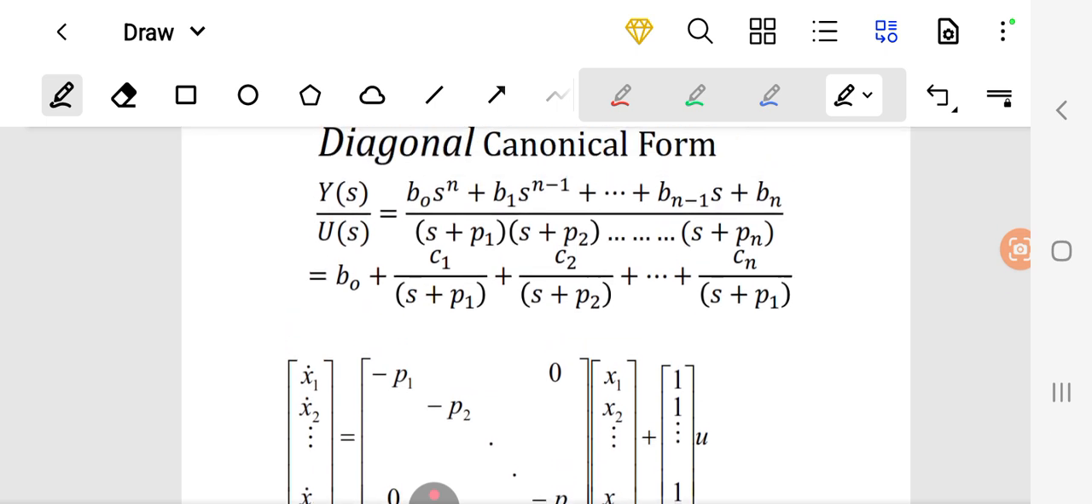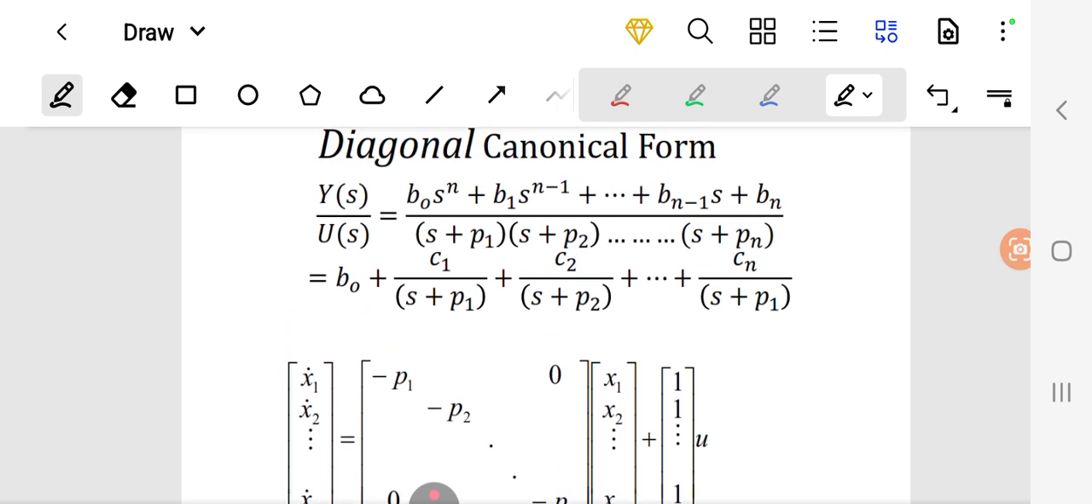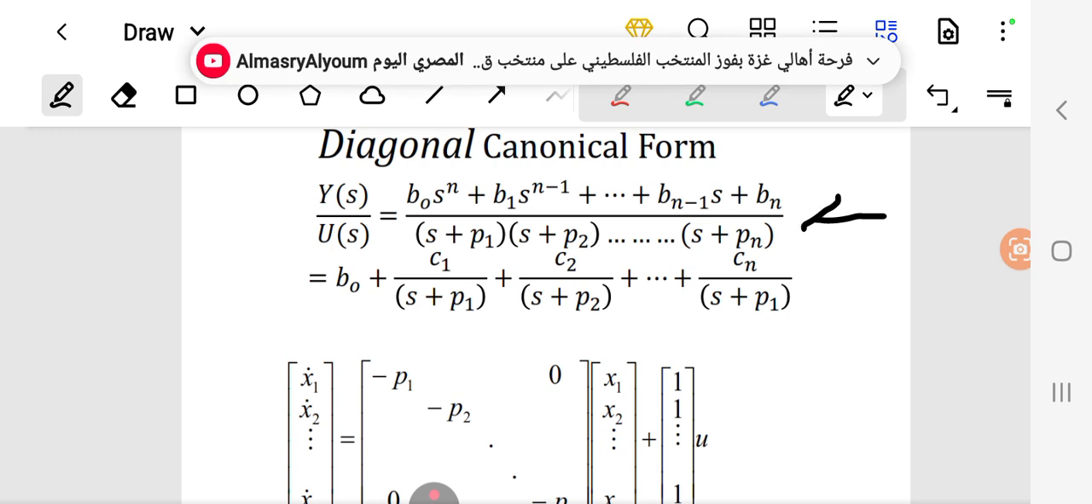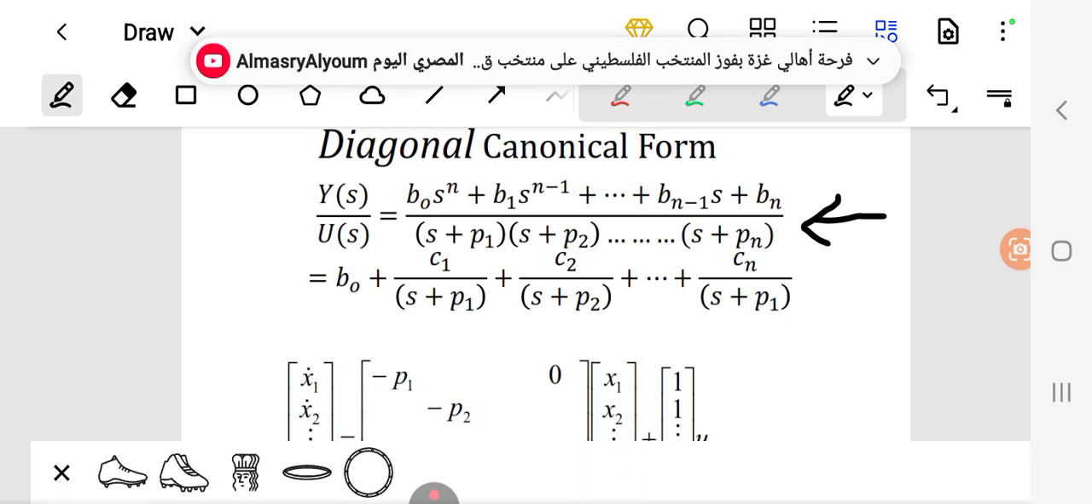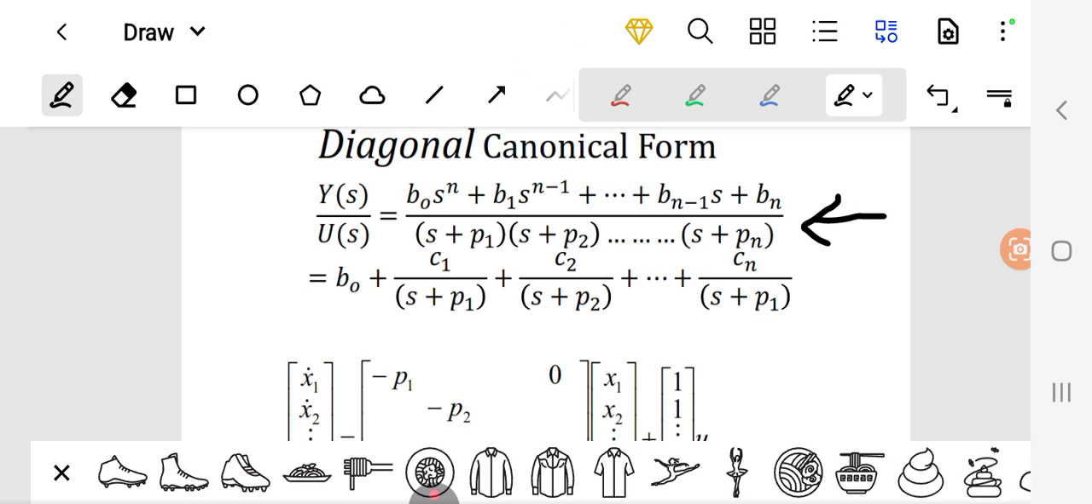Now we'll see the diagonal canonical form. We have the transfer function in this form where the denominator is factorized: s plus pole 1, s plus pole 2, and until s plus pole number n. We will get the partial fractions b naught plus c1 over s plus pole 1 plus c2 over s plus pole 2 plus until cn over s plus pole number n.